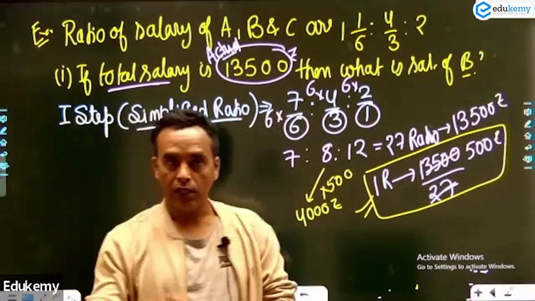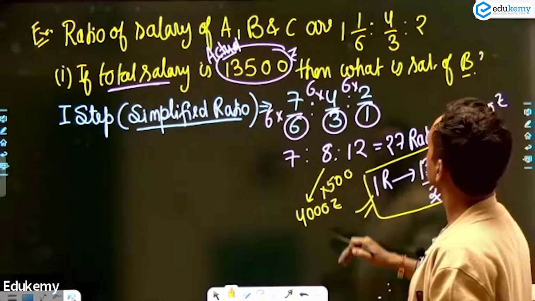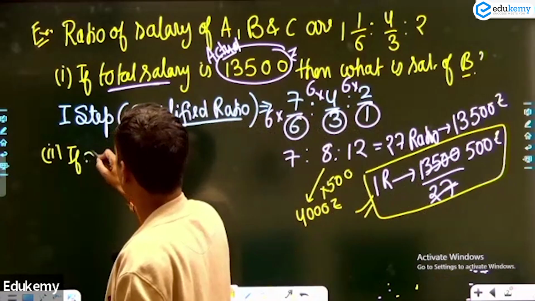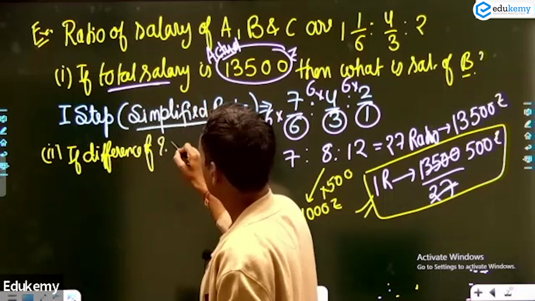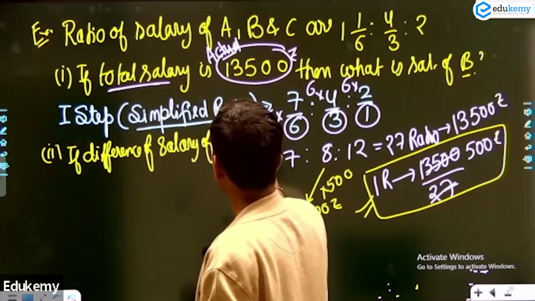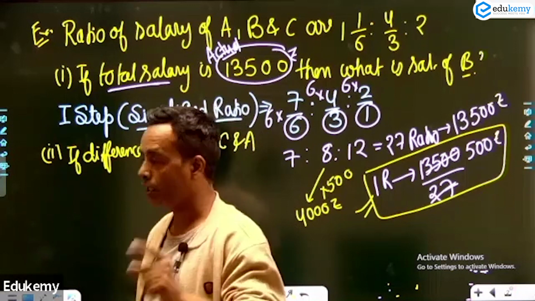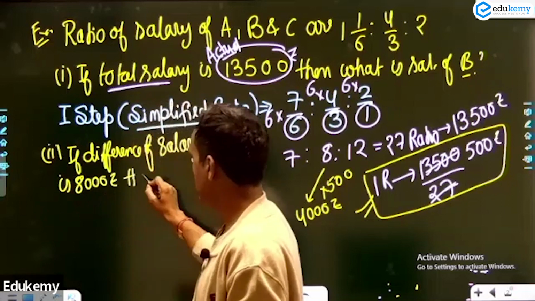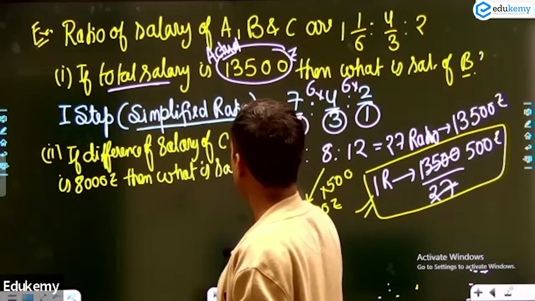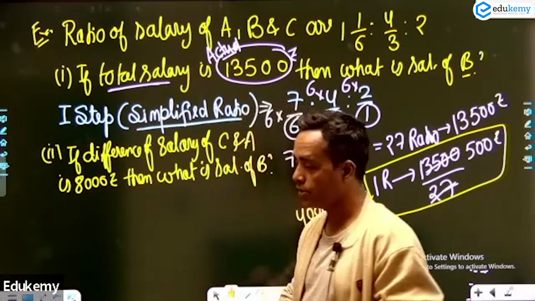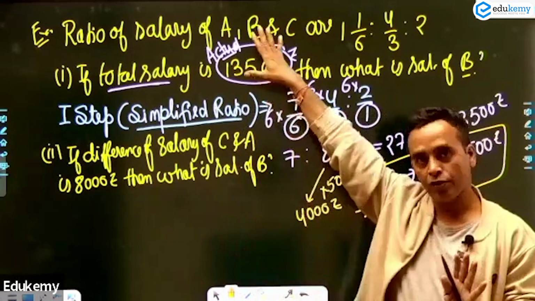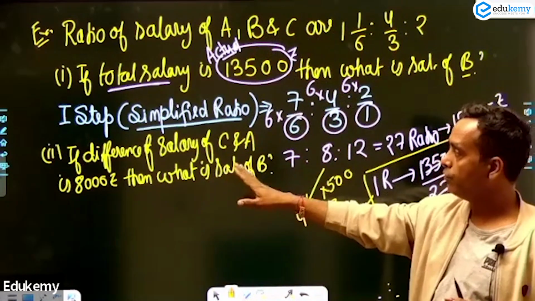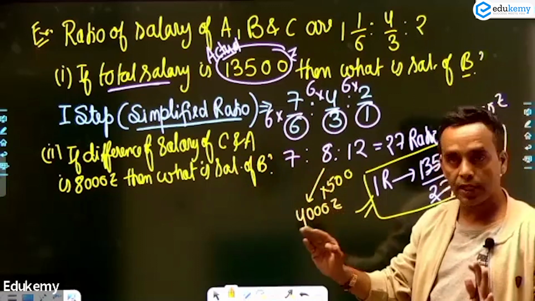Very simple question. Also, can you solve the same question for me with the same data? I'm writing it here. If the difference of salary of C and A is 8,000 rupees, then what is the salary of B? Tell me quickly, what is the answer? The ratio is the same, but this second step is different.